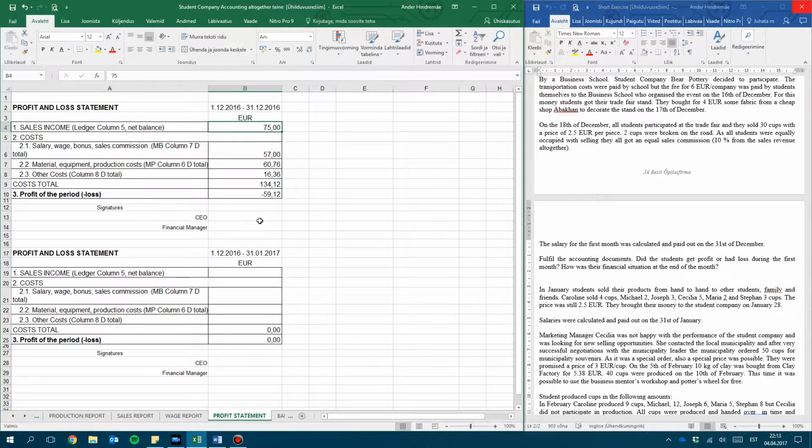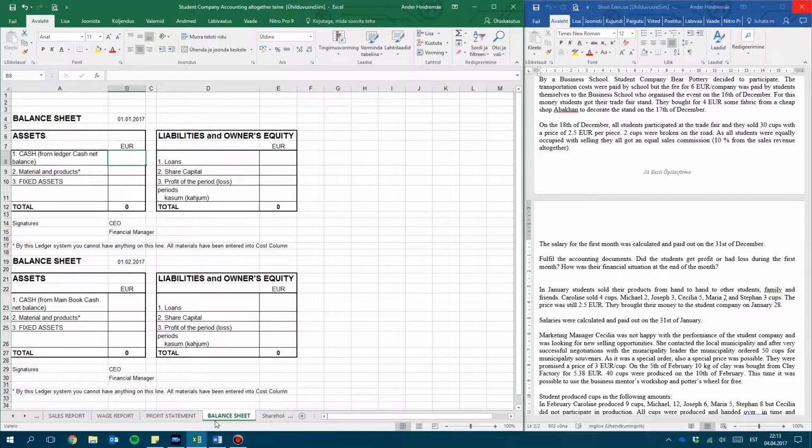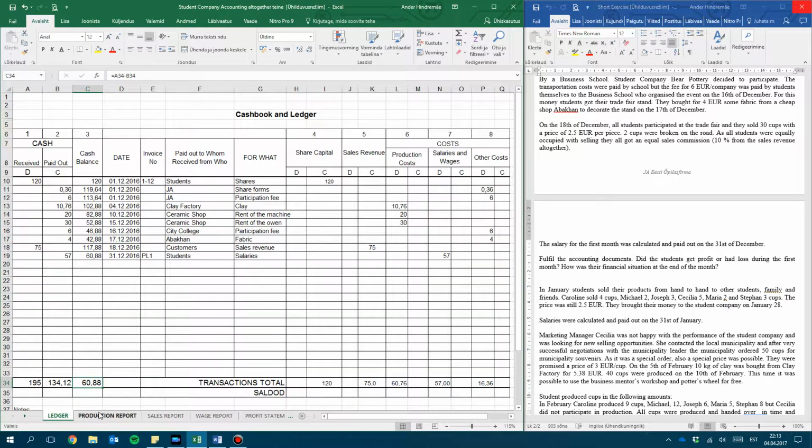But we have one more document to fill in before we can conclude this first part, and this is the balance sheet. The balance sheet, as I said, gives an overview of assets, liabilities and owner's equity, and it's a really good form. In this form you can even check whether you made the accounting all correct. Let's see whether we did it or not. First of all, let's fill in the assets form. We need to get the cash from the ledger. So the current balance is 60.88 euros. Let's fill that in.